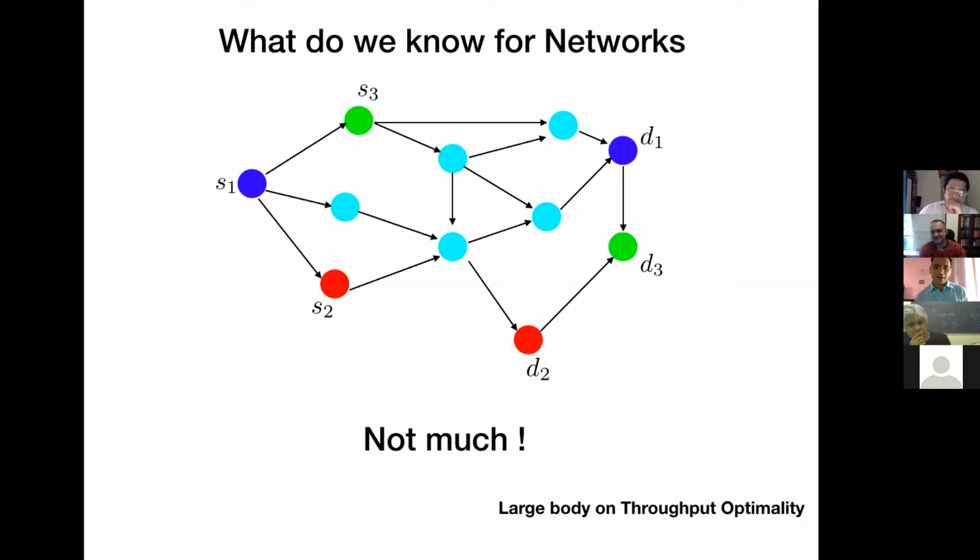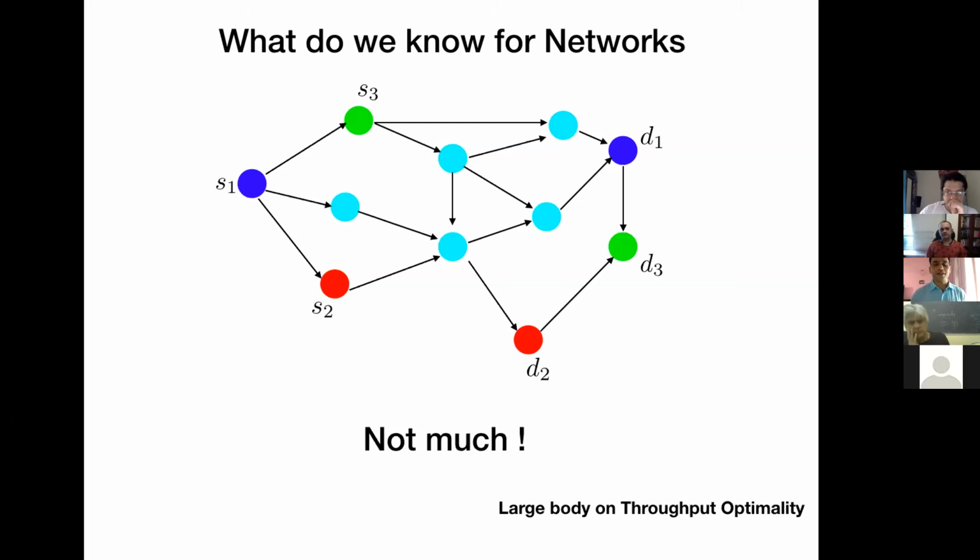I'll definitely point out that there is a large body of work for networks, but there the question is slightly different, and the question is of throughput optimality. What one wants to find out is, suppose each edge on the network is capacitated, so there is a capacity associated with each edge. What you want to find is an algorithm which can stabilize all the queues.